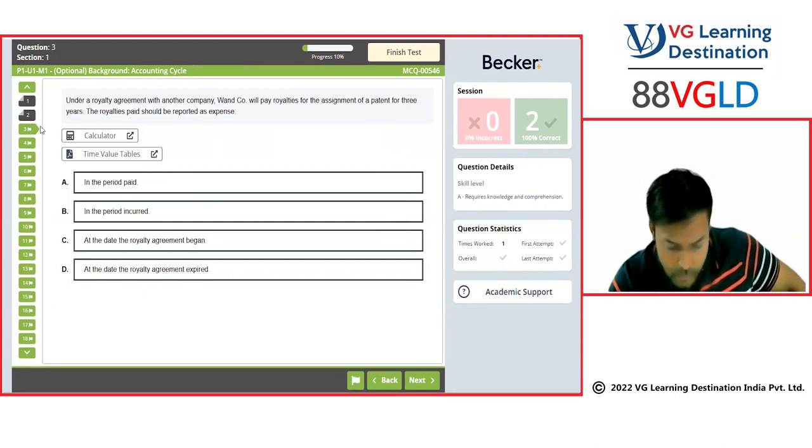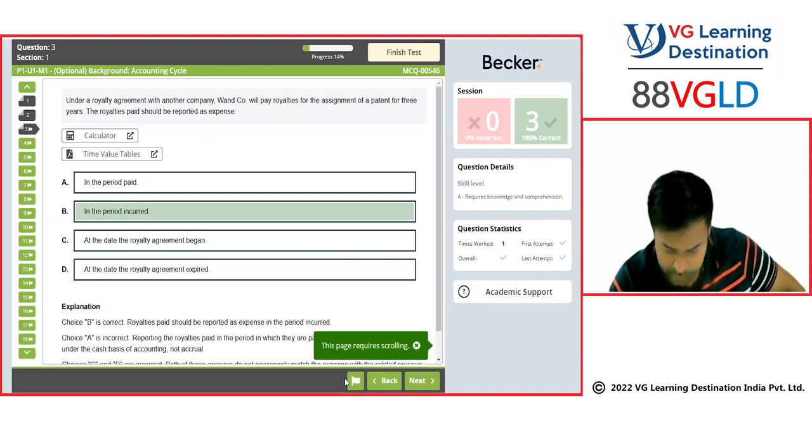Under the royalty agreement with another company, the company pays the royalty for the assignment of a patent for 3 years. The royalty should be reported as an expense in the period in which it is incurred. Correct.